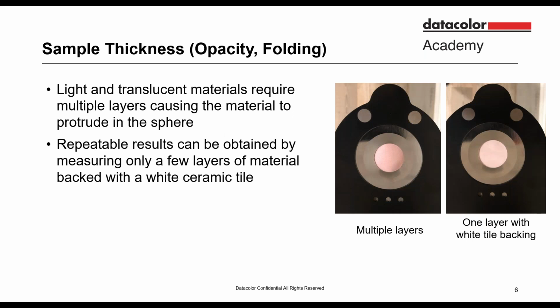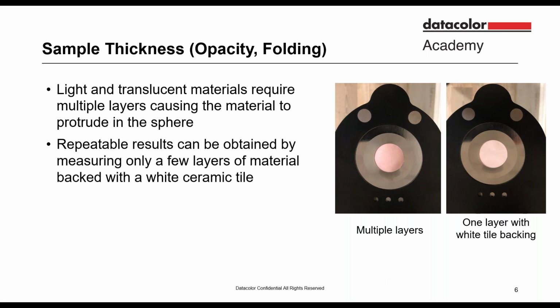The risk with that in this particular material that is very light is that we need many, many layers to be able to bring the material to be opaque. When we do this, the risk is that the sample is so bulky that it will protrude inside the sphere, like we can see in the image on the left.